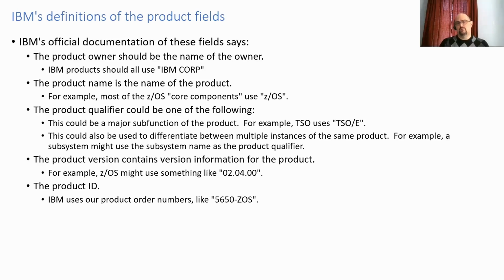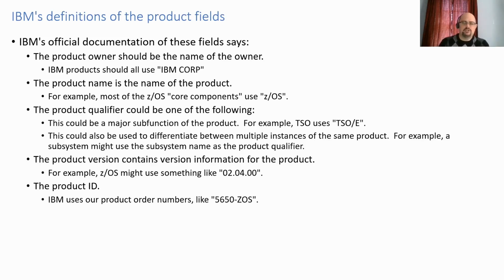So first, we're going to show you the IBM definitions of what these fields are, and then Martin and I have some recommendations. Hopefully the product owner is pretty obvious. For IBM products, we state that we should use IBM Corp in the product owner field. But yes, hopefully that one's obvious. Likewise, the product name hopefully is obvious as well. For example, most of the z/OS core component stuff uses z/OS.